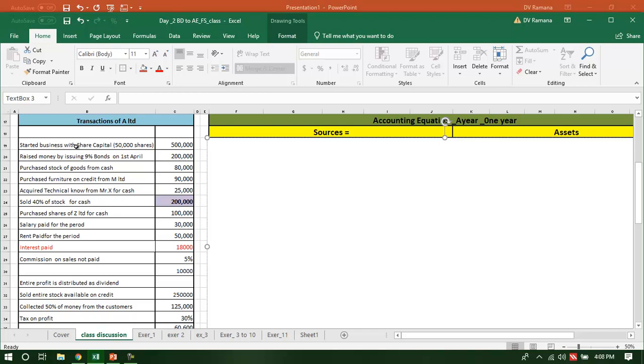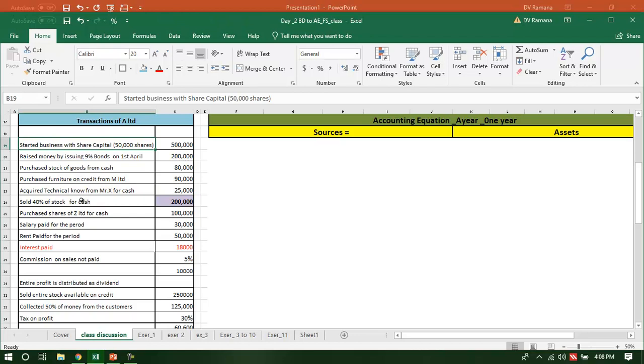So we'll pick up these transactions one by one and understand the principle behind the process of converting a business transaction into the accounting equation. In the later part, we will see how the same transaction can be converted into the financial statements.